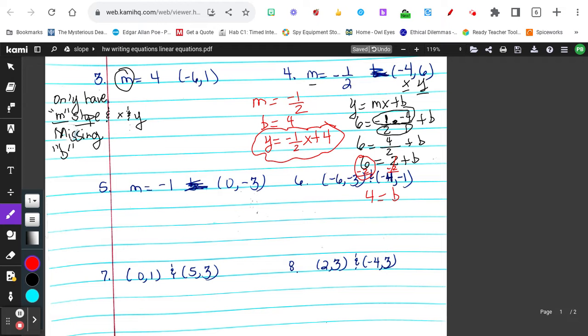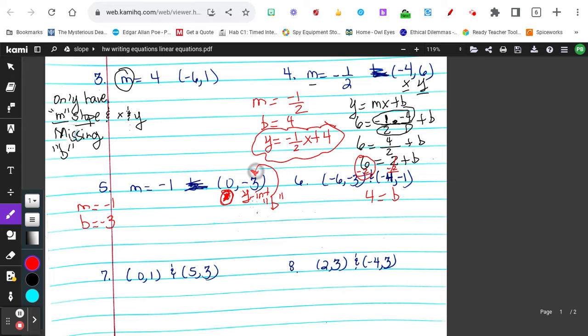Now number 5, it's a little bit easier because you have an x of 0 and a y of negative 3. But whenever you have an x of 0, the y is actually your y-intercept. So it's actually your b. That's only if you have an x of 0. That doesn't work if you have a y value of 0. Okay, guys? So I'm going to use the shortcut here. So now I know m is negative 1 and b is actually negative 3.